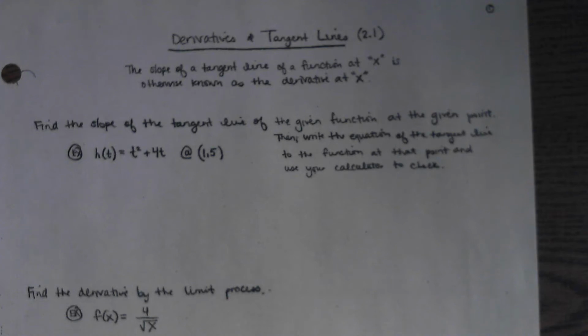Much more depth. But because you have seen it already, in one word, when you calculate the derivative, you're calculating the slope. Very good. So derivatives and tangent lines. The slope of a tangent line of a function at point x is otherwise known as the derivative at x, or the slope of the curve at x.